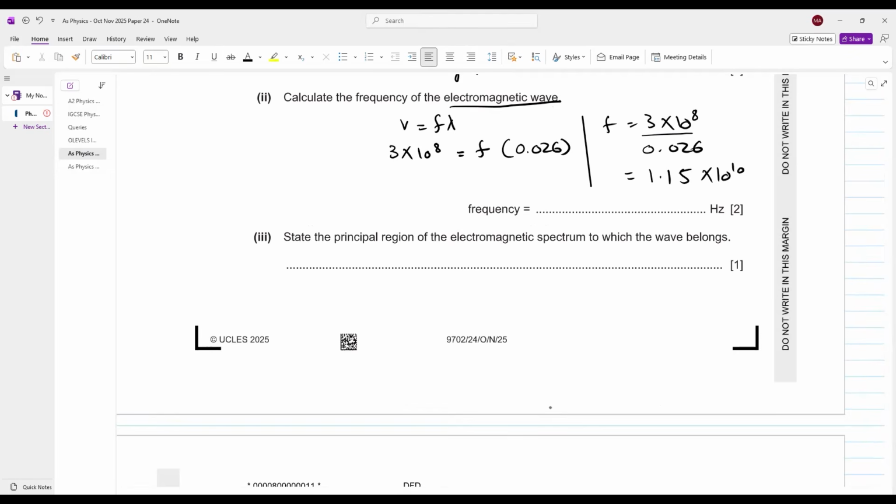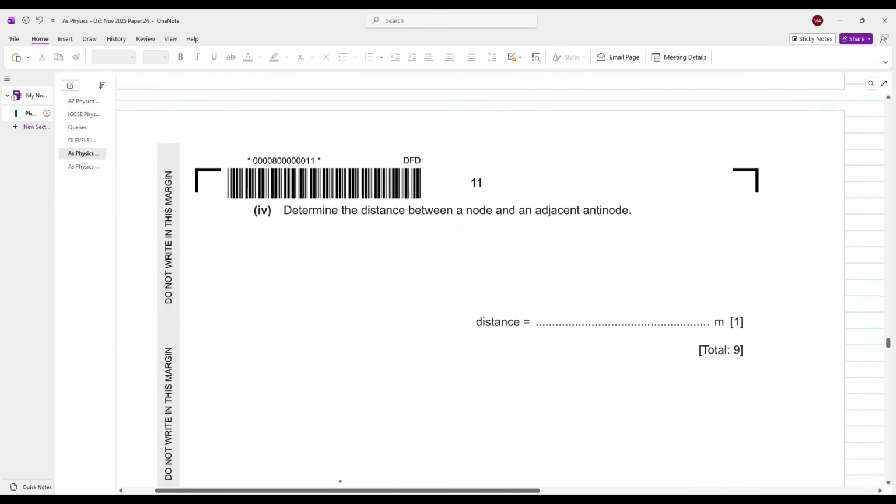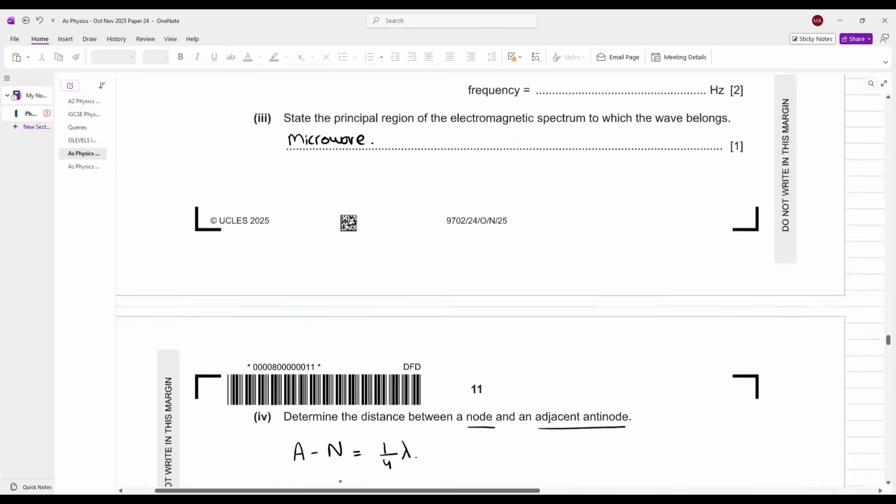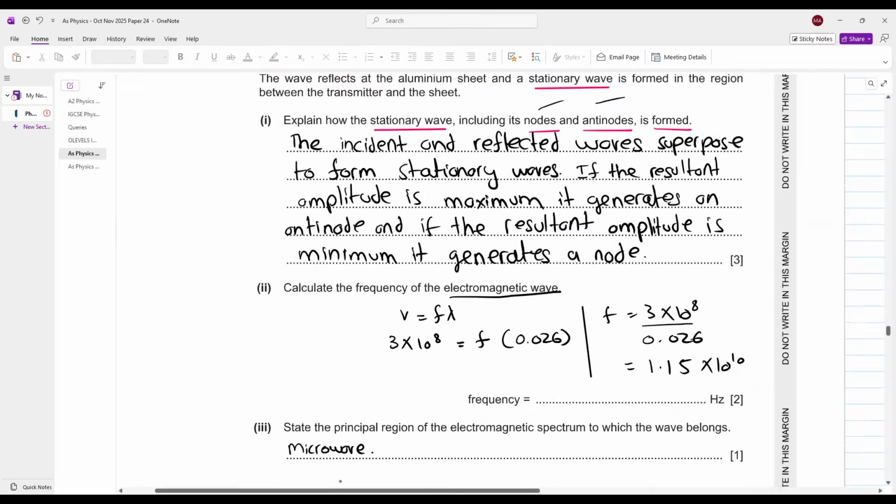State the principal region of the electromagnetic spectrum to which this wave belongs. बेटा ये wave कहाँ पे belong करेगी? In the microwave region. Obviously, you will have to remember the electromagnetic spectrum key frequencies. Calculate the distance between a node and an antinode. Always remember the distance between a node and an antinode is equals to 1 over 4 lambda. Do you have the wavelength? I think you have the wavelength. 0.026, ठीक है.